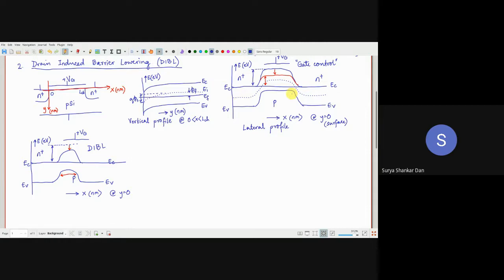Okay, so now what we will do is, if we want to find the energy, this is energy and this is electron volts. This is the source. This is the channel. And here is the drain.